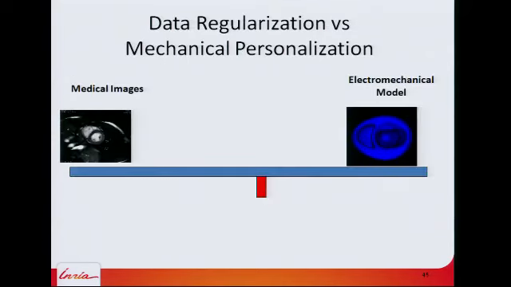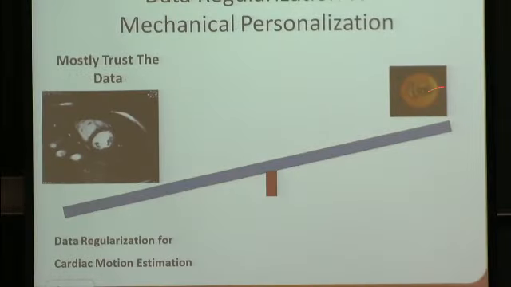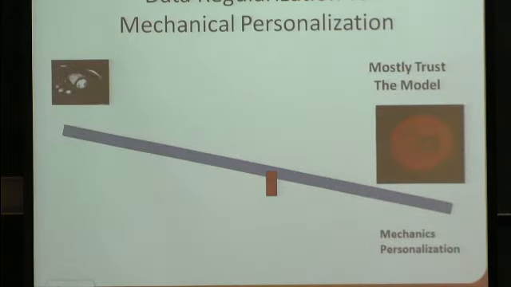That's basically the approach. And here I'd like to make a statement on the difference between regularization versus personalization. So again, we are coupling medical images with a model, and what you can do, if you want to estimate the cardiac motion, is first trust mostly the image and only use this model to regularize the data. Okay, so this is data regularization, where you trust mostly what you have in the image. On the other hand, you can mostly trust the model and use the data to estimate the parameters of the model. So which is like a dual approach.